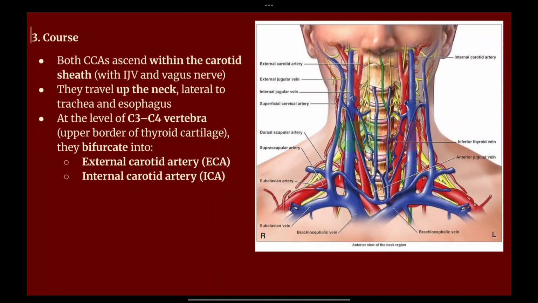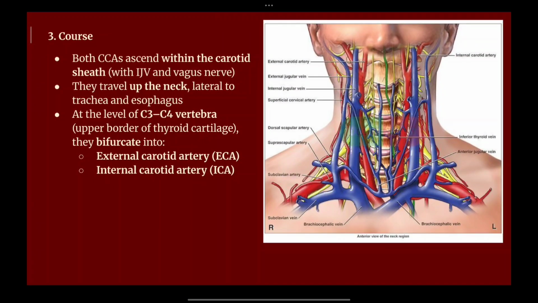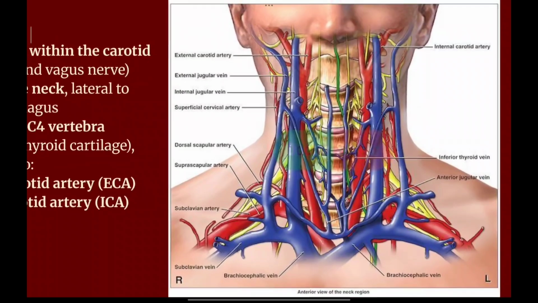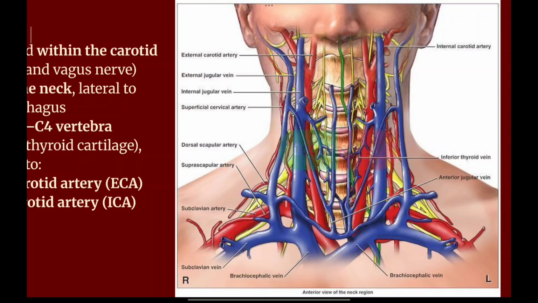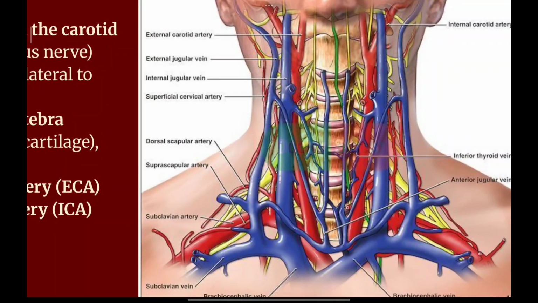The major structures and courses running along with the common carotid artery are given in this diagram. You can see the inferior jugular vein running on both sides. The thick blue veins that you see are the inferior jugular veins. You can also see the vagus nerve, the thick yellow nerves, which are part of the nervous system.